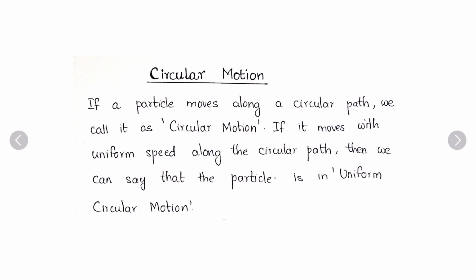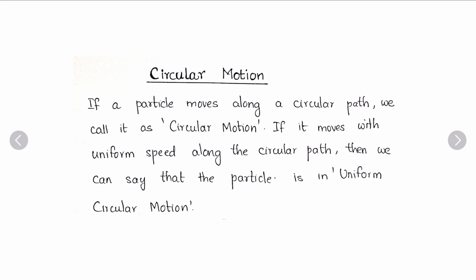It is simple. If a particle or a body moves along a circular path, we call it circular motion. Many children play in the playgrounds. They all move in circles, and that is nothing but circular motion. If any body moves in a circle, we call it circular motion. While moving in circular motion, if it goes with uniform speed along the circular path, then we can say that the particle is in uniform circular motion.